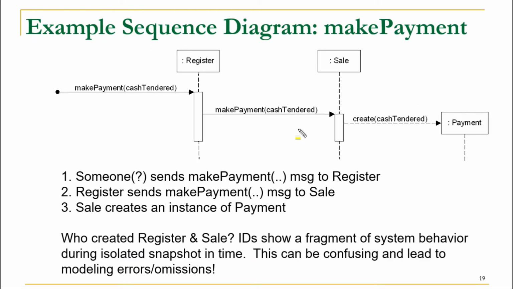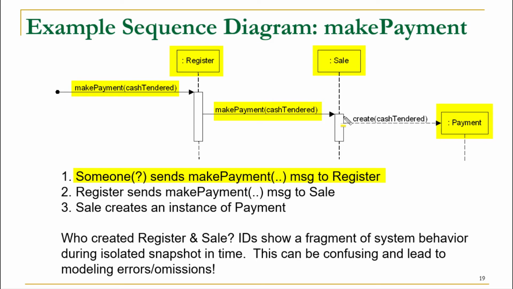Here as an example, we can see this sequence diagram includes three different classes, namely register, sale and payment class. And to see the sequence of messages, we can note that someone sends a make payment message to register. So we are calling or sending a make payment message to the register class. And then register sends a make payment message to the sale. So register is going to send the make payment message to the sale class.